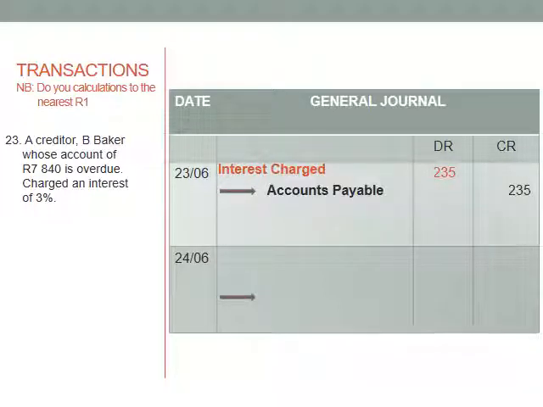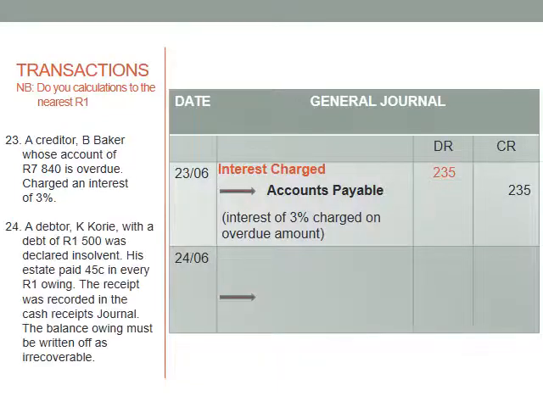Credit the accounts payable with 235. Show the narration as interest of 3% charged on overdue account. For line transaction 24, a debtor, K. Corey, with a debt of 1,500 was declared insolvent. His estate paid 45 cents in every 1 rand owing. The receipt was recorded in the cash receipt journal, but the balance owing must be written off as irrecoverable.